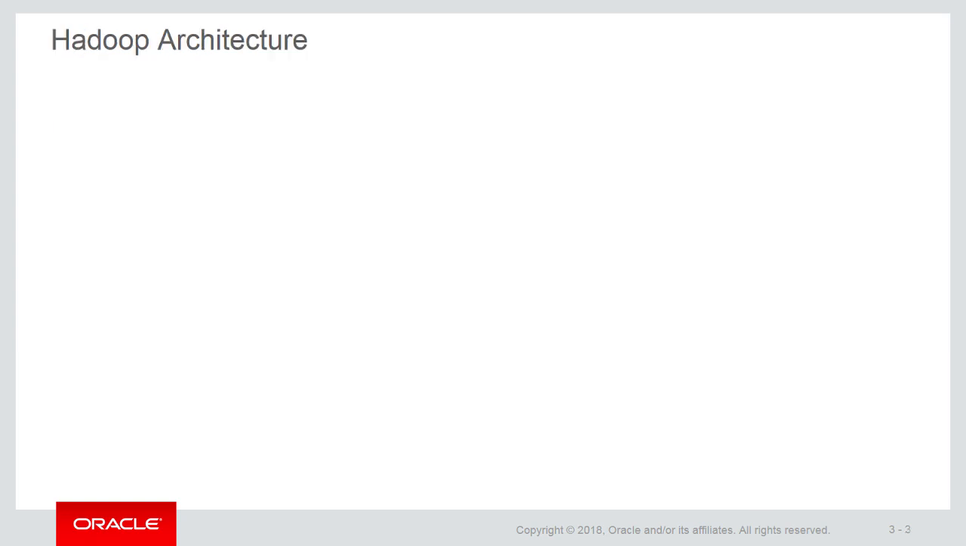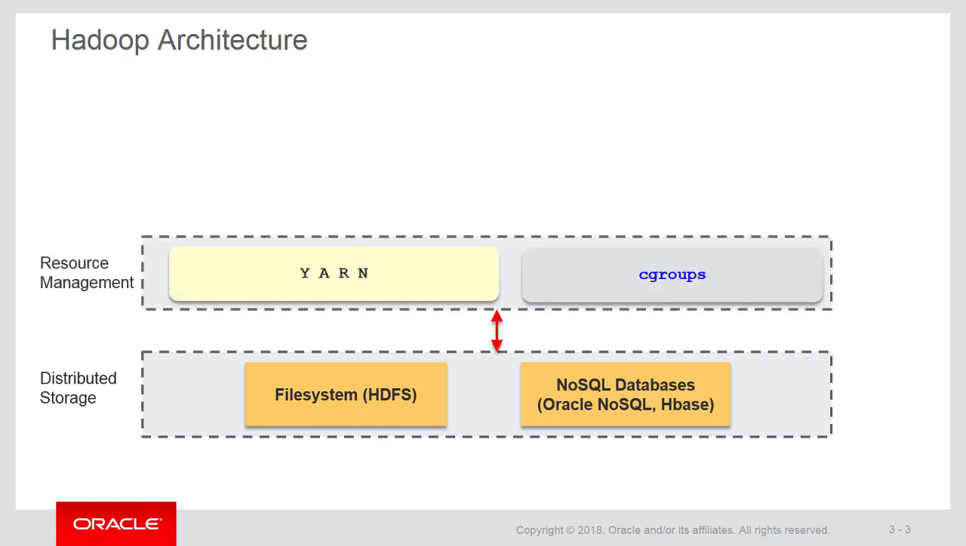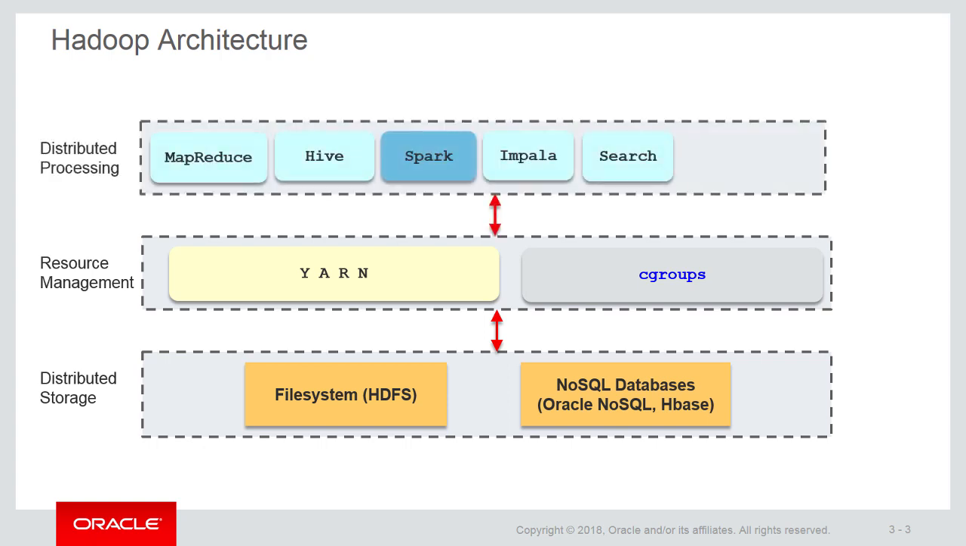At a high level, Hadoop architecture has the following layers. Distributed storage using HDFS or NoSQL databases, resource management using Yarn and C groups, distributed processing using MapReduce, Hive, Spark, and other processing engines, and metadata store using Apache Hive.